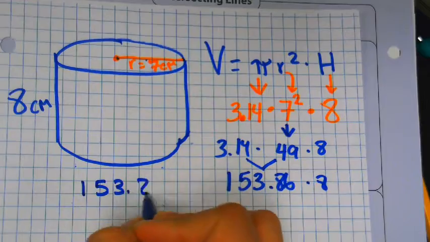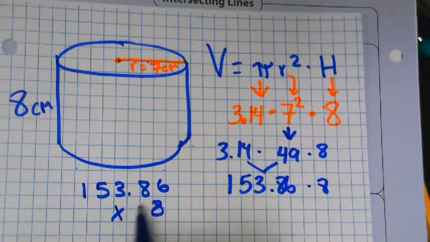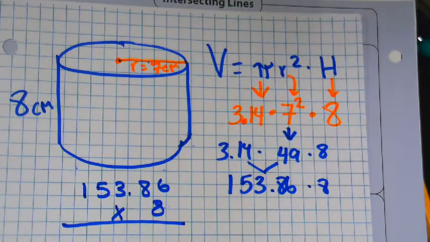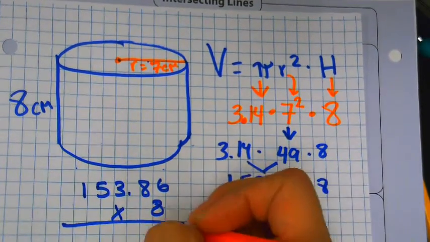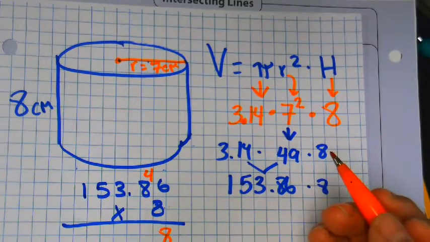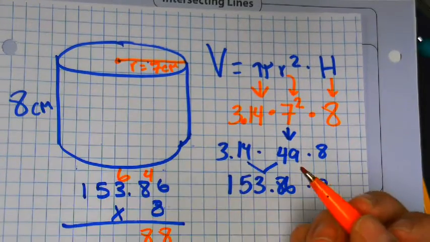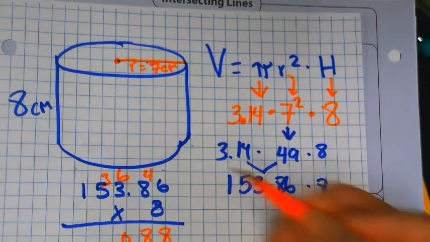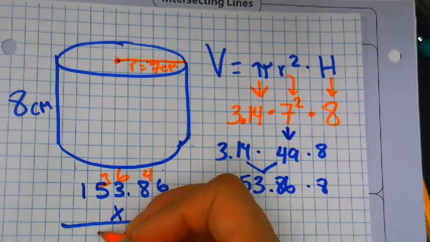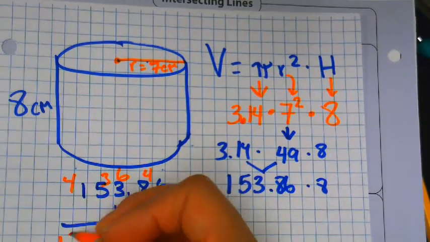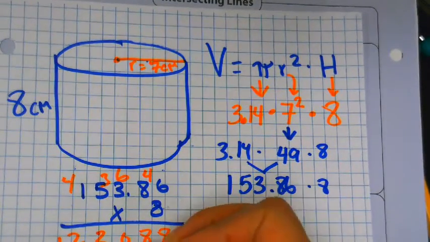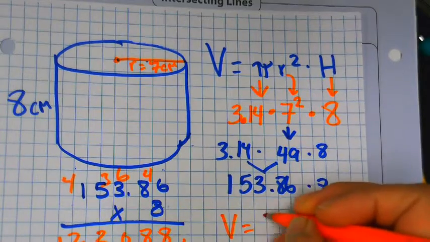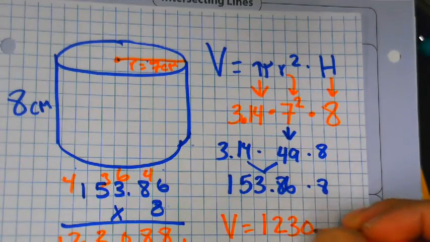153.86 times 8. 6 times 8 is 48. 64, 68, 24, 30, 43, 8, 12. Move my decimal 2 times. Volume is equal to, maybe I am wrong, so don't just copy me.